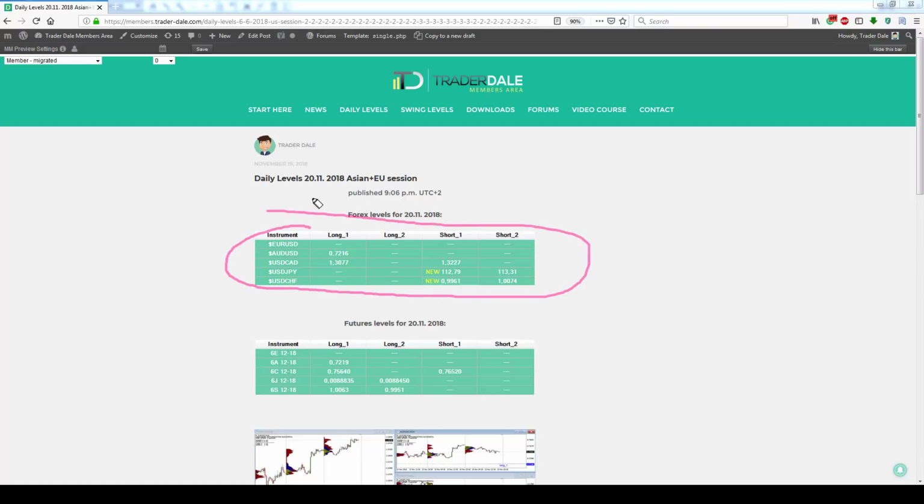So this is the prediction table for the 20th of November 2018. And the levels which got hit were short on the US dollar Canadian dollar 32.27. So it was this one. Then there was a short on the US dollar Japanese yen from 112.79. This level right there. And then there was a long on the Australian dollar US dollar from 72.16. Alright, so those were the levels which got hit. So let's now have a look at the charts and let's have a look how the trades went.